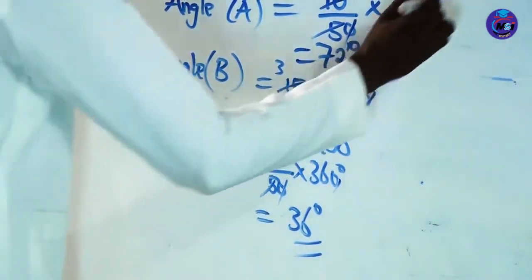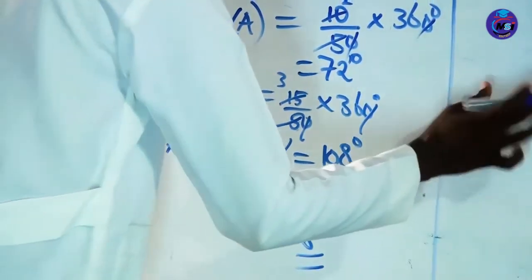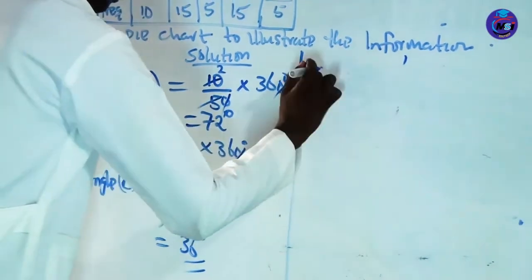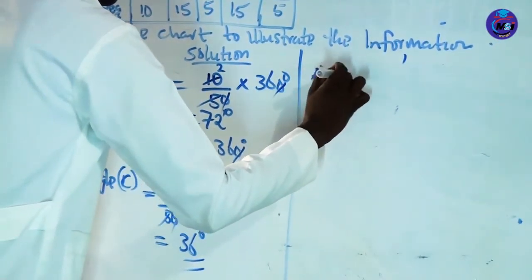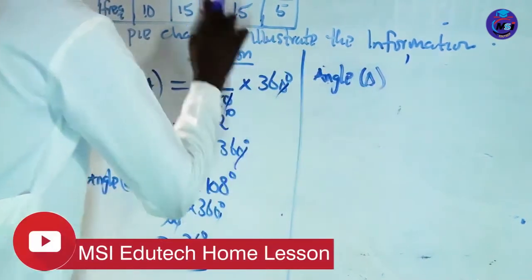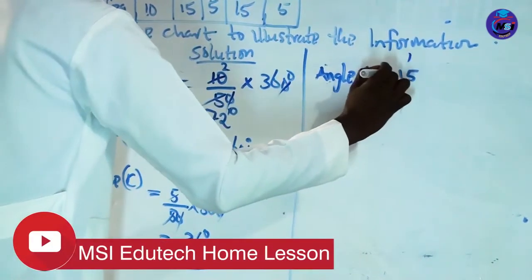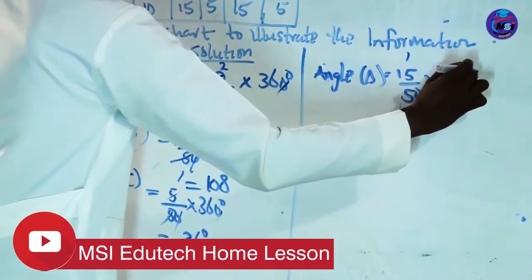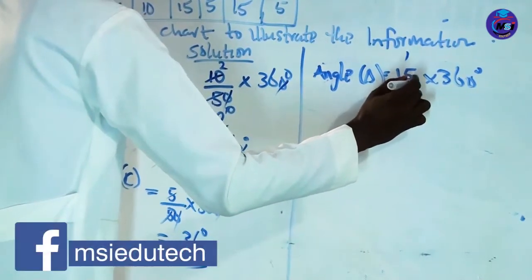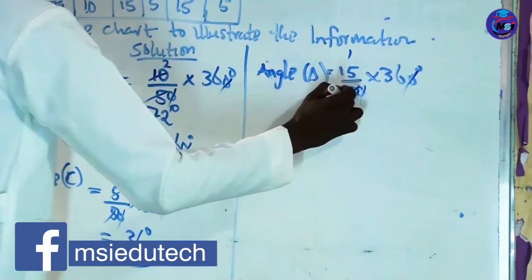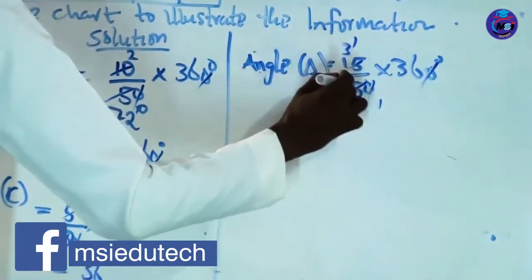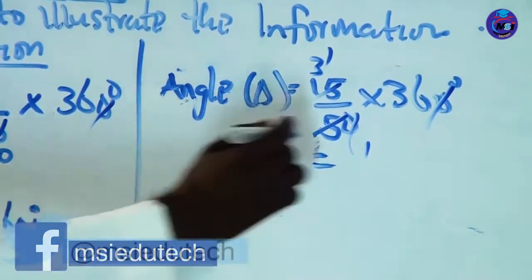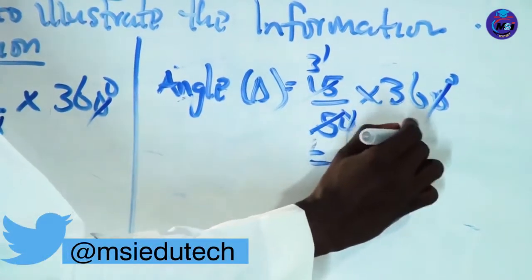Okay, now the same thing happens with D. Let me manage my board. For D, we are going to have angle D. We have 15 all over 50 multiplied by 360 degrees. 0 cancels 0, 5 here 1, 5 here 3. So this one will give us 3 times 36. It's going to give us 108 degrees.